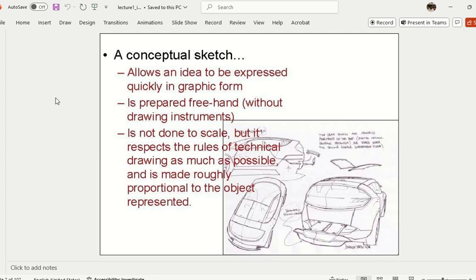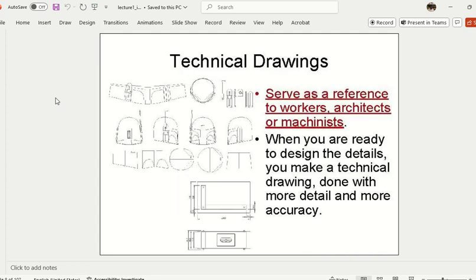So a sketch is just to see the correct shape and form of your design. But you cannot use it for measurement, you cannot use it for construction. For that you need the technical drawing. So technical drawing becomes a reference for construction, a reference for working on it, a reference for manufacturing it.